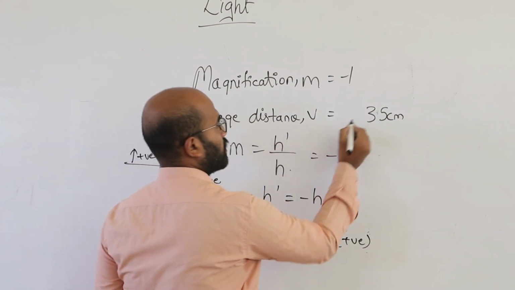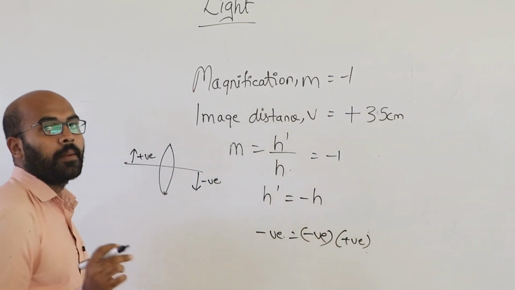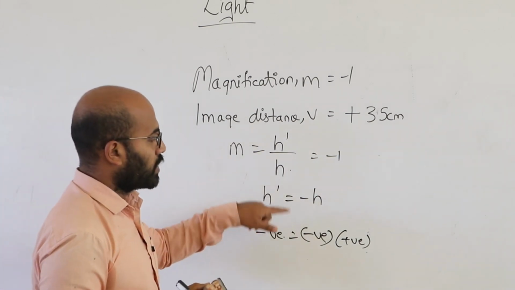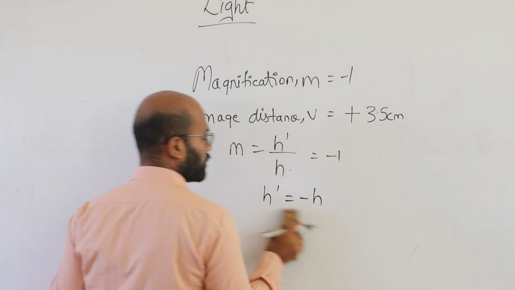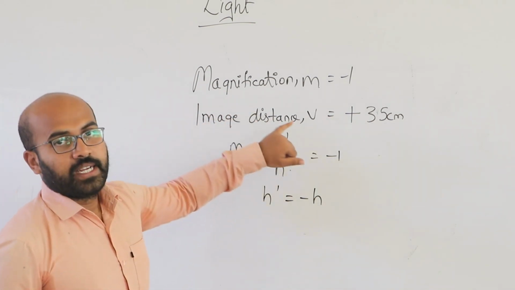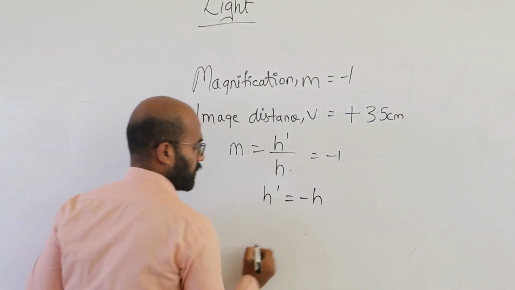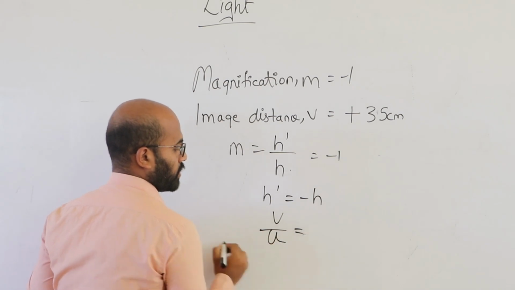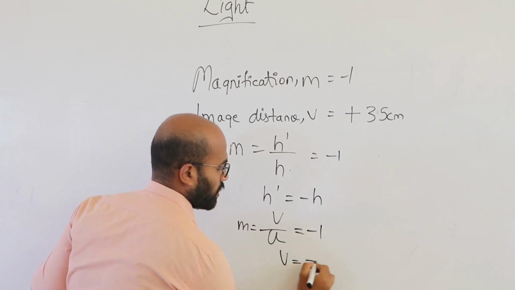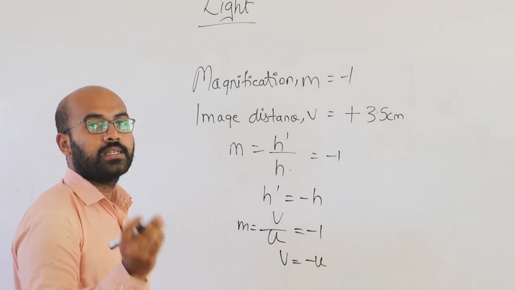So what will be the image distance? If it is real and inverted, the image distance will be positive because it is forming on the positive x-axis. Magnification h dash by h is -1. So if I take image distance and object distance, m is equal to v by u, which is -1. So v is equal to -u. It means that object distance and image distance are the same.